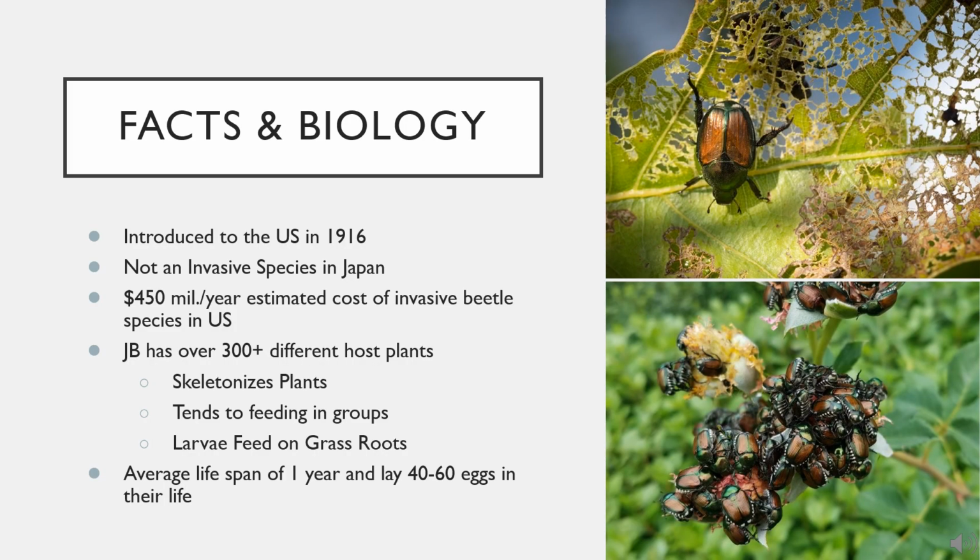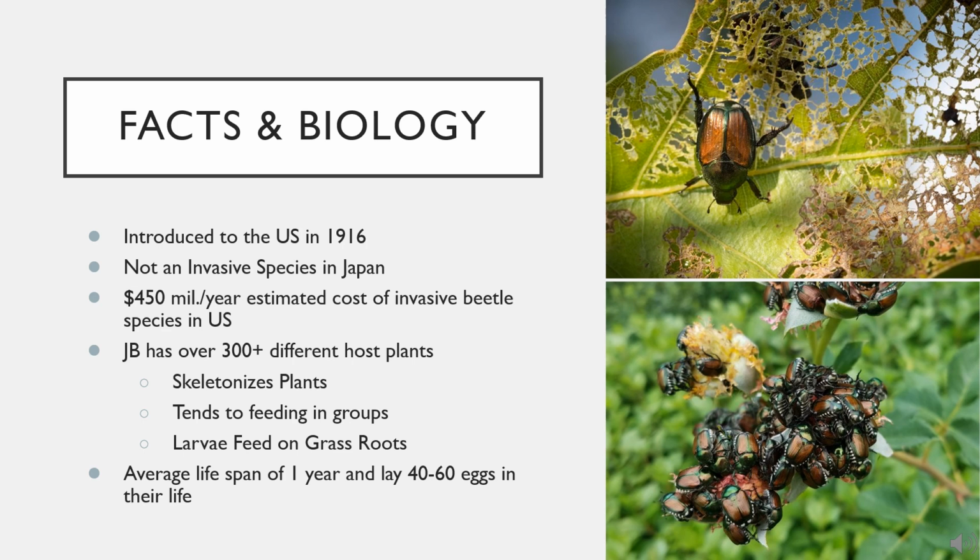Next, we'd like to give you a little bit of background on the Japanese beetle's biology and history. So the Japanese beetle was introduced to the US in 1916 and originally came from Japan. It's not an invasive species in Japan due to scarce limiting resources, meaning that there's lots of competition over resources to survive. This keeps the Japanese beetle population in Japan lower than the Japanese beetle population in the US.